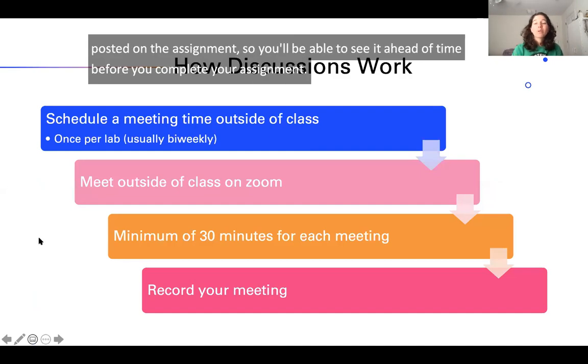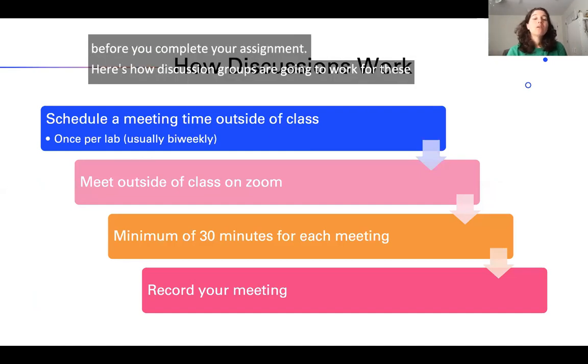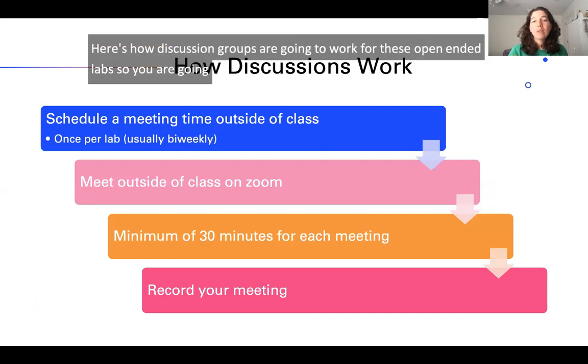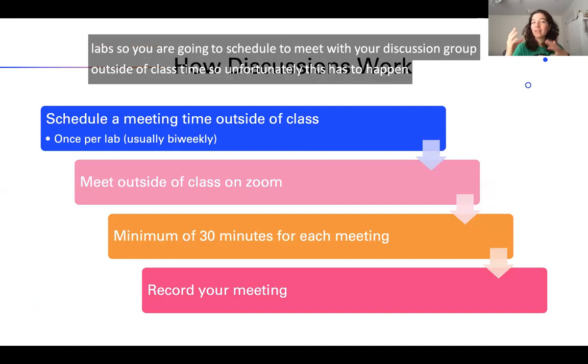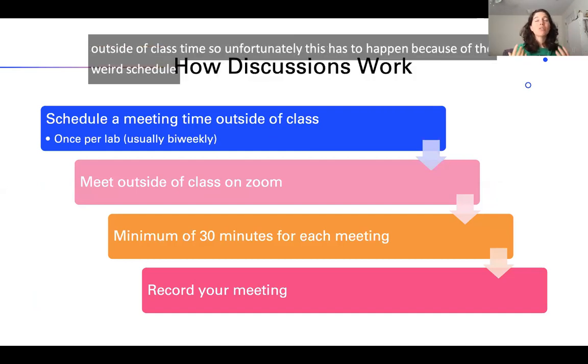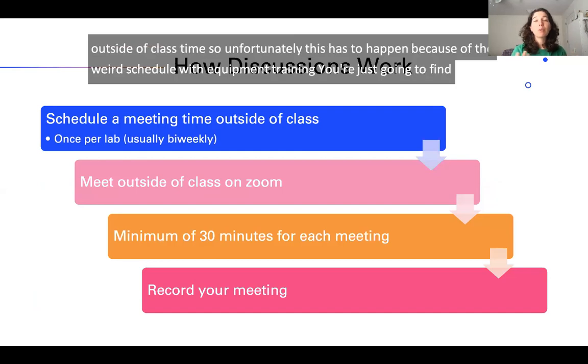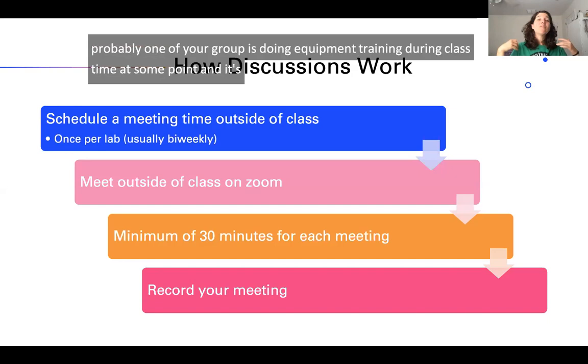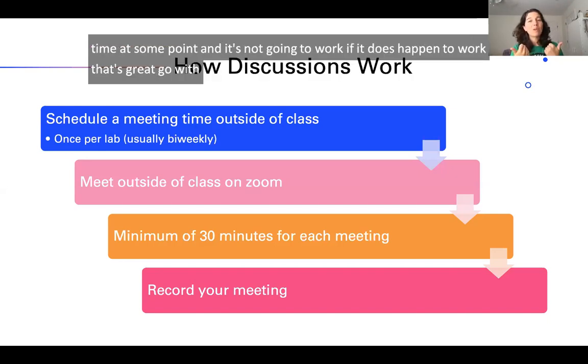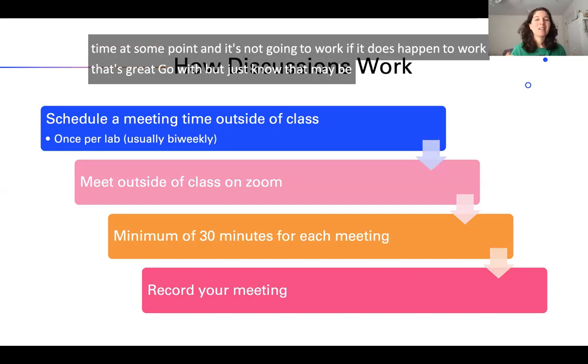Here's how discussion groups are going to work for these open-ended labs. So you are going to need to schedule to meet with your discussion group outside of class time. So unfortunately, this has to happen because of the weird schedule with equipment training. You're just going to find that probably one of your group members is doing equipment training during class time at some point, and it's not going to work. If it does happen to work, that's great. Go with that.